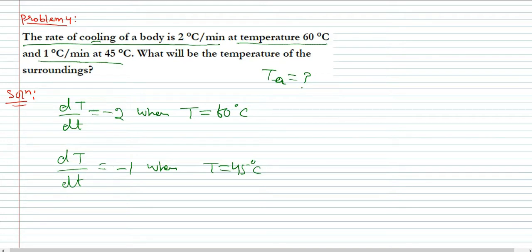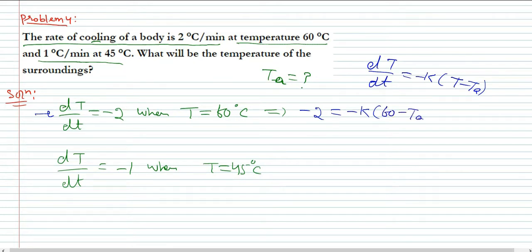Now again, let's use the formula we know already. We know dT/dt is equal to minus k (T minus T_A). In this case dT/dt is minus 2, so minus 2 is equal to minus k (T minus T_A). Now T is 60, so 60 minus T_A, we don't know, we have to find T_A. That would be equation first.